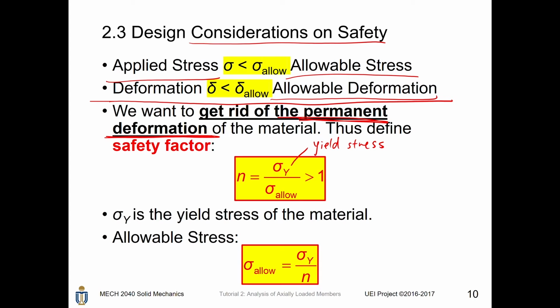Therefore, we try to avoid the material holding a load which is larger than the yield stress. Therefore, we define the safety factor to be the yield stress divided by the allowable stress, and notice that it should always be greater than 1. That means your allowable stress should never be greater than the yield stress of the material. The allowable stress of a piece of material is just rewriting this safety factor formula, which is sigma allowable equals the yield stress divided by the safety factor.